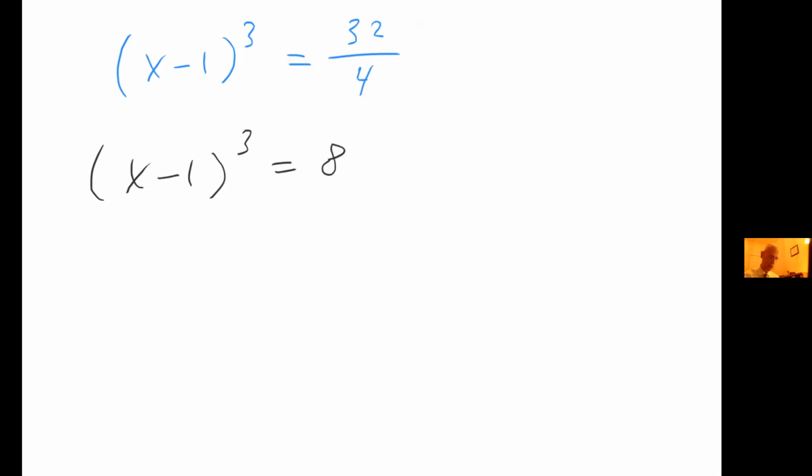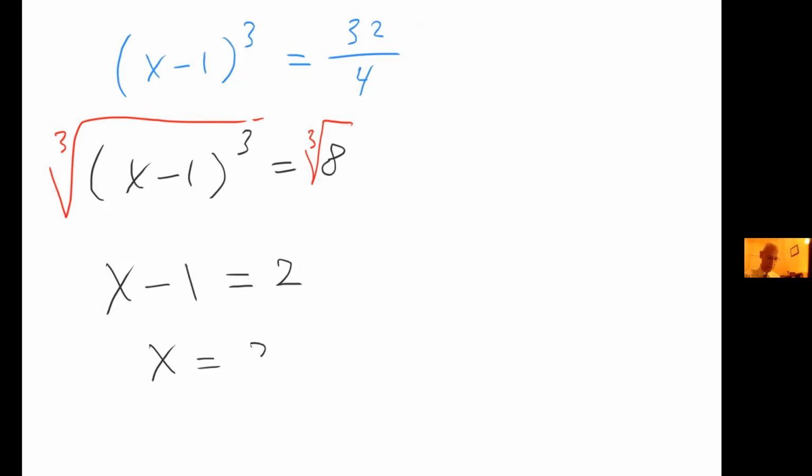If I take the cube root of both sides, or you could think of this as raising both sides to the power of 1/3, either way, I will get x - 1 equals 2, and adding 1 to both sides, x equals 3.